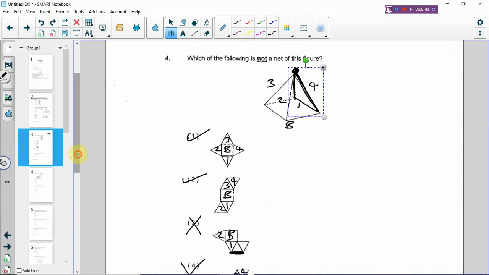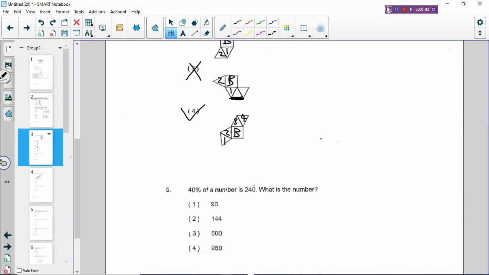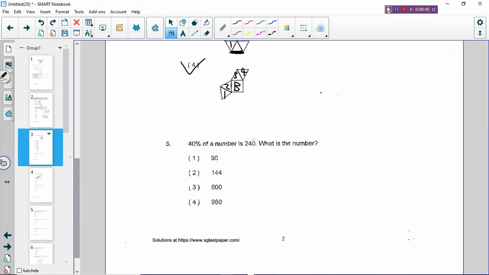Okay, let's go to number 5. Now, 40% of a number is 240. What is the number? So every time there's a percentage, there is a special number that is 100%. So what is your 100%? Which is the number. So you're supposed to find what this number is.